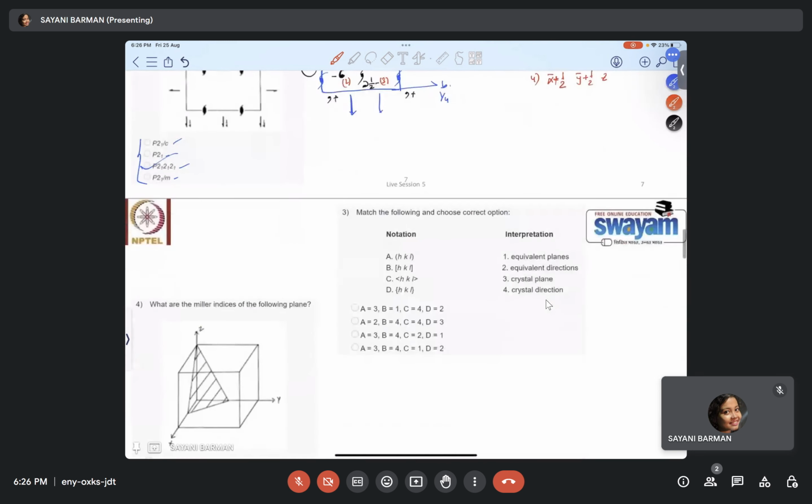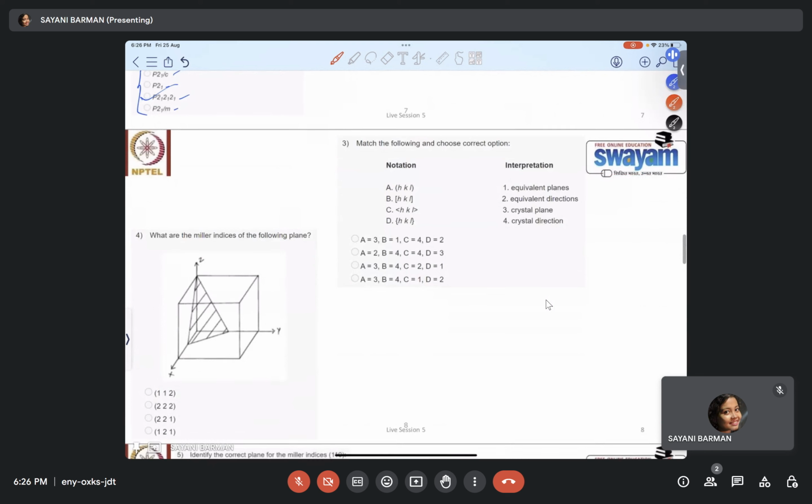Okay. So the next question is matching the correct options. So first bracket means it's crystal planes. The Miller indices, how we denote, are in the first bracket only. So the third bracket is equivalent planes. So A3, okay. B1. So the first option is the correct one.